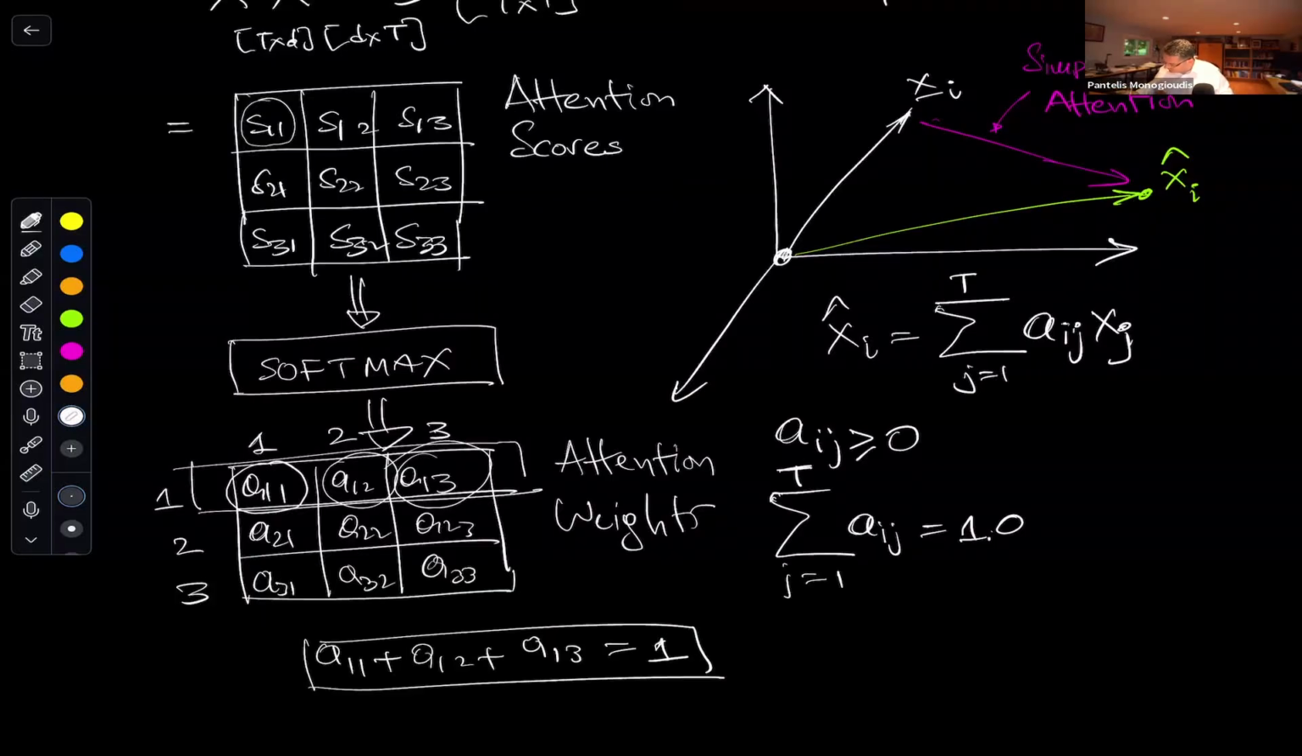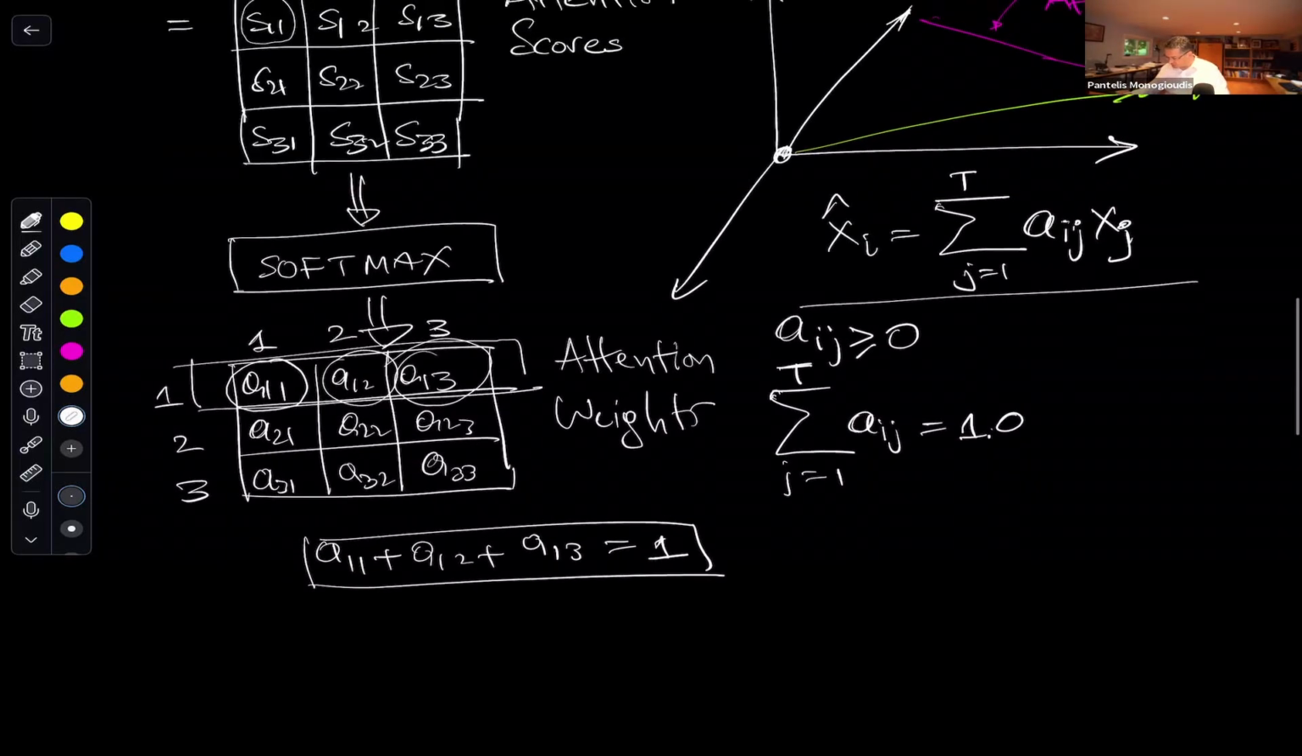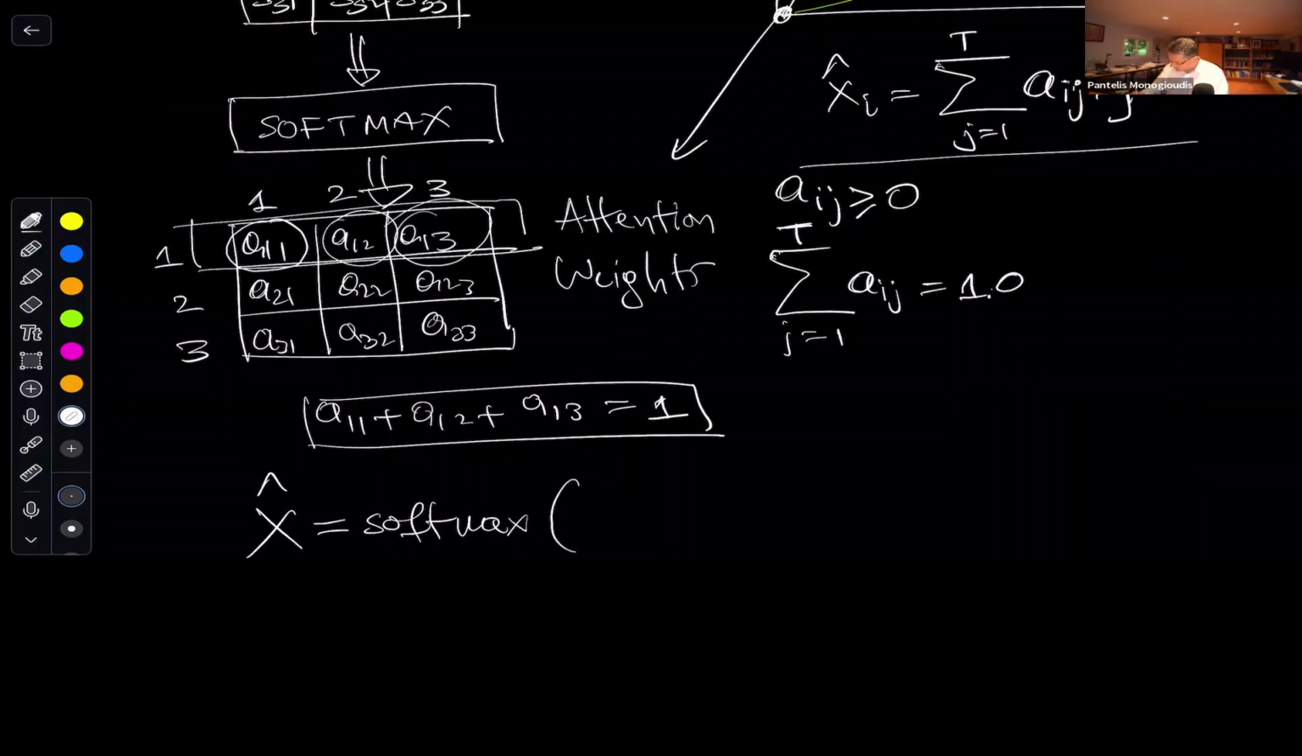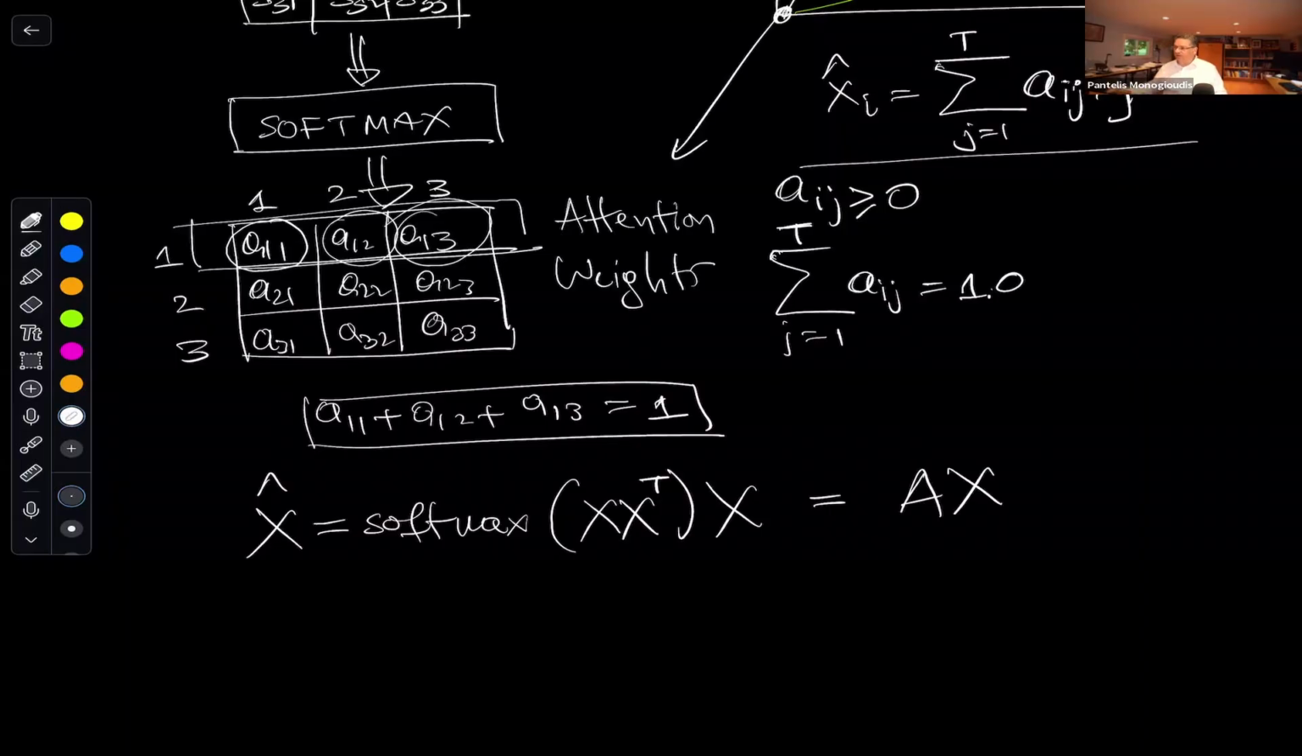The way to see that in matrix form, because we started with a matrix, is to write down the equation as x hat is softmax, effectively converting the block diagram we just drew, of x transpose x. And if we associate the attention weights with a matrix A, this is effectively AX, which more than shows that it is a linear operation.